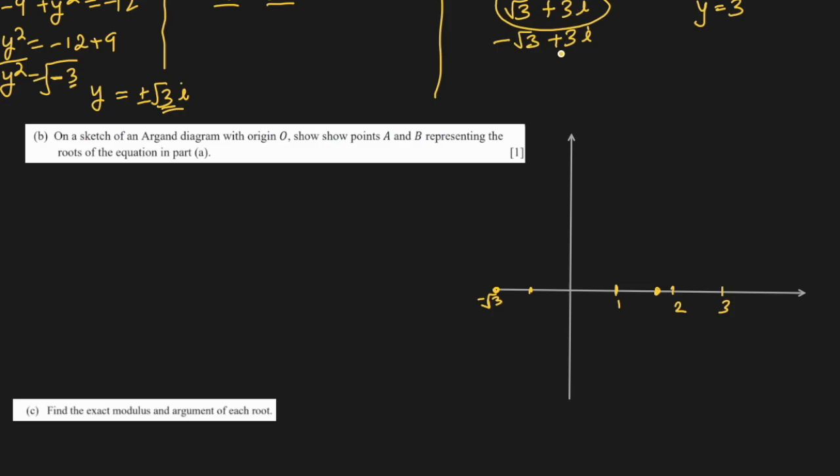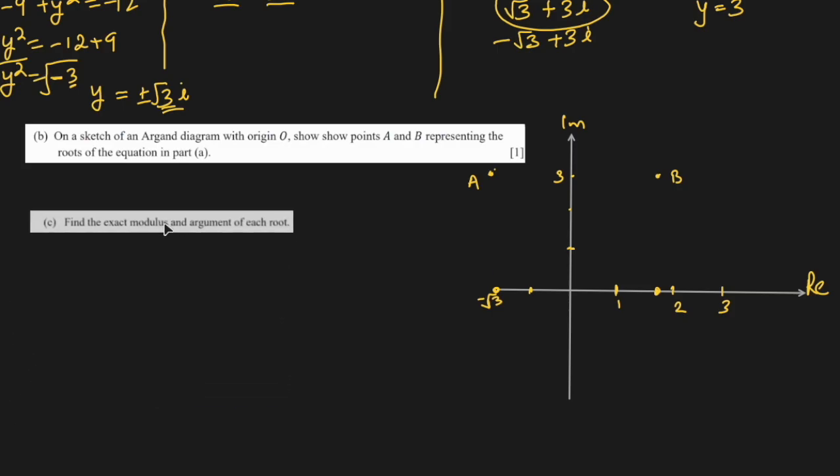And plus 3i, the imaginary 3i. So 1, 2 and 3. If I take a point with 3 in imaginary, and this is the real axis, the point will be here and here. So let's call this one A, let's call this one B. Done. Next, find the exact modulus and argument of each root. That is the C part.